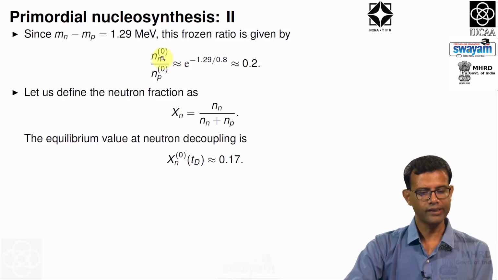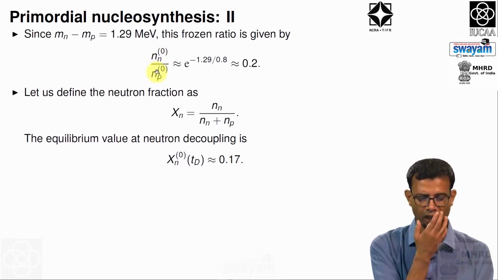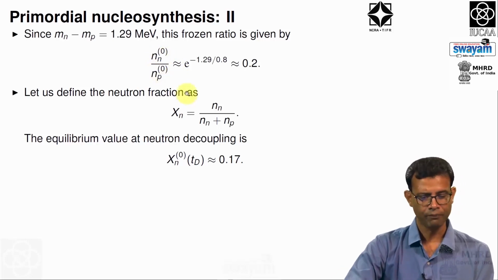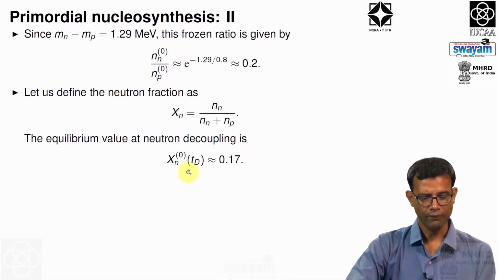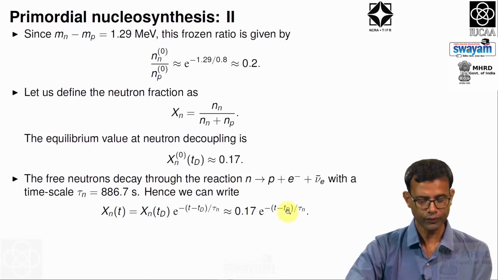Instead of working with this neutron to proton ratio, we can work with the neutron fraction, that is just the neutron number divided by the total number of neutrons and protons, and you can show that when this nuclear reaction stopped, that fraction will be 0.17. Okay. That just comes from putting this ratio into this relation. Okay. This is the definition of the neutron fraction.